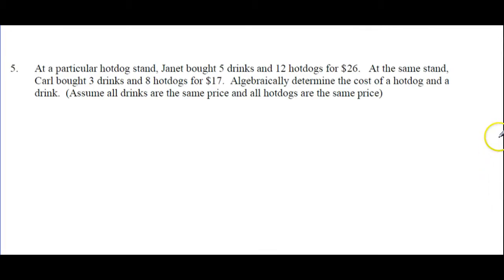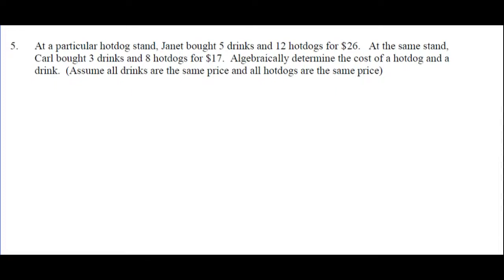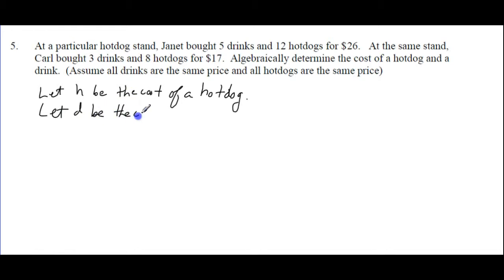At a particular hot dog stand, Janet bought 5 drinks and 12 hot dogs for $26. At the same hot dog stand, Carl bought 3 drinks and 8 hot dogs for $17. Algebraically determine the cost of a hot dog and a drink, assuming all the drinks are the same price. Alright, so we need to determine the cost of a hot dog. So let H be the cost of a hot dog. Generally what's asked for in the last sentence is what becomes your variables. Let D be the cost of a drink.